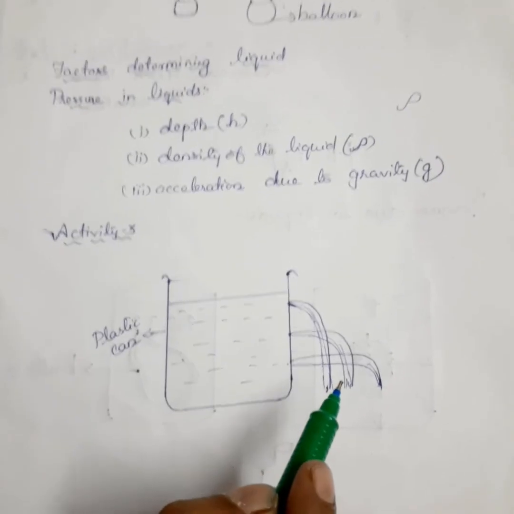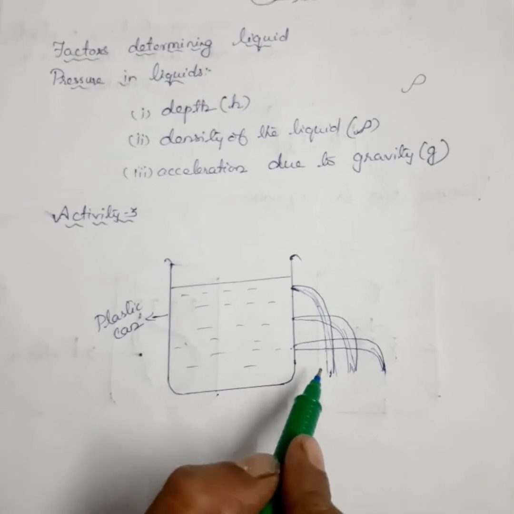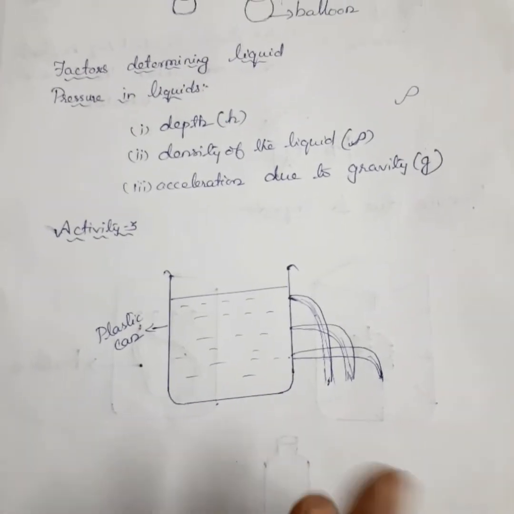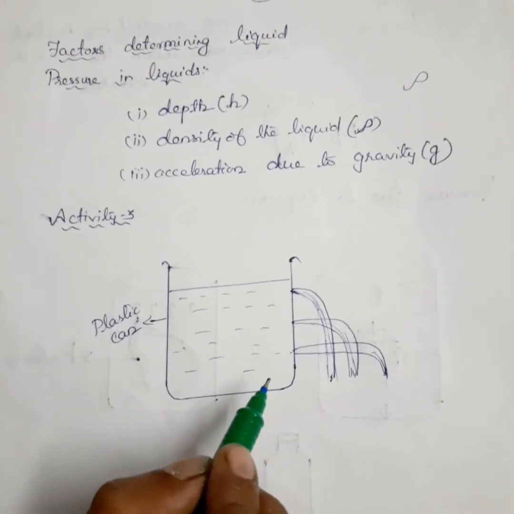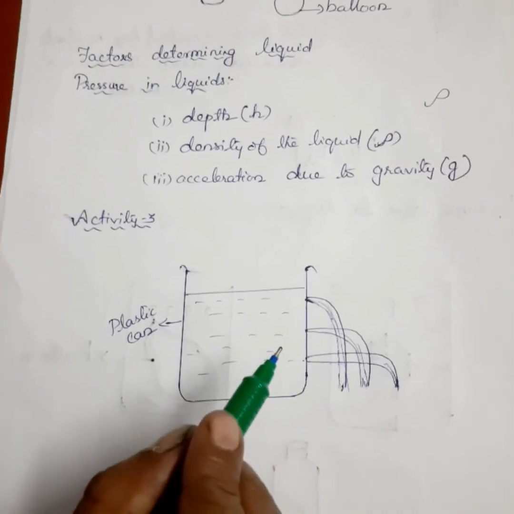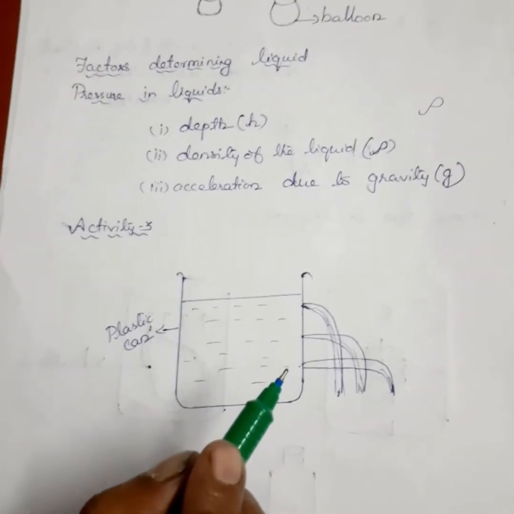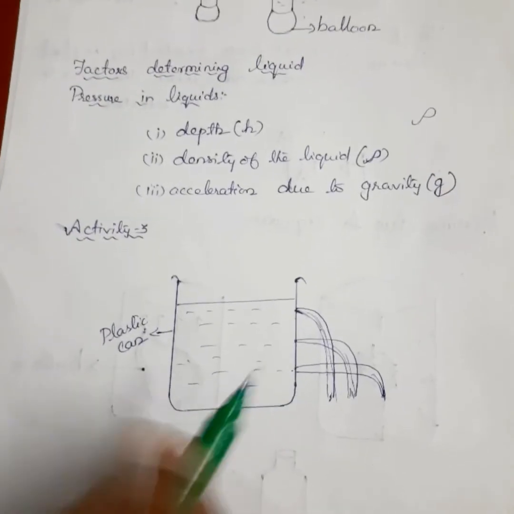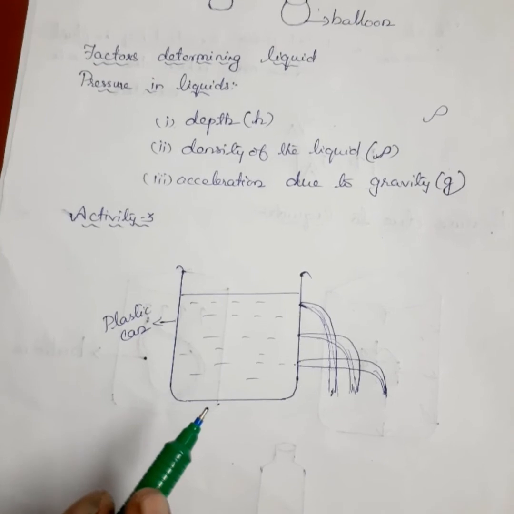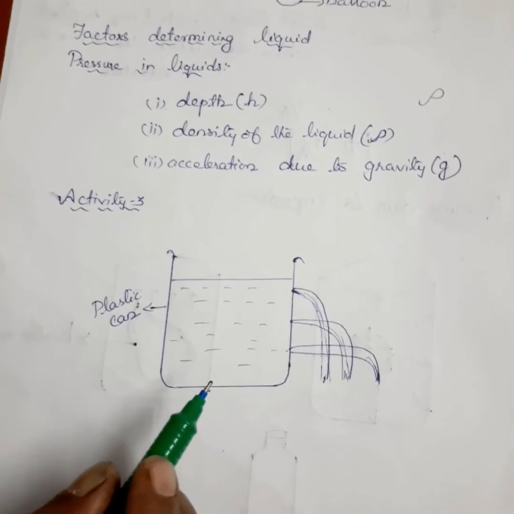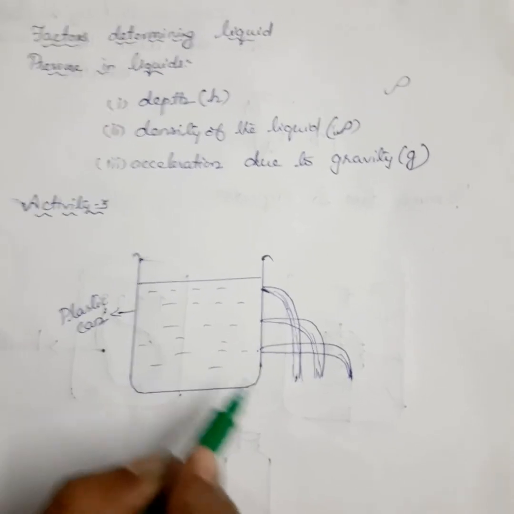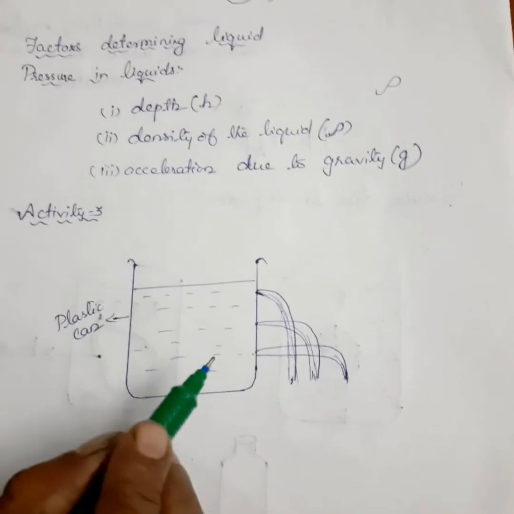So now what do you understand? The pressure varies depending on depth. So what do you find out? The water may just dribble out from the top hole, but water comes out with increased pressure from the bottom hole. So from this activity, what do you understand finally? The pressure increases as depth increases.